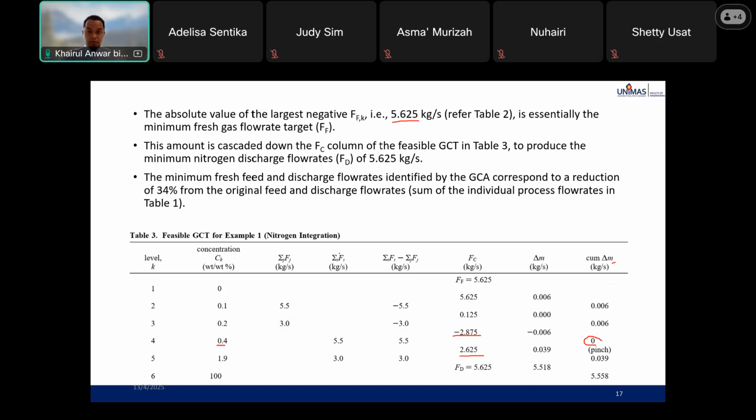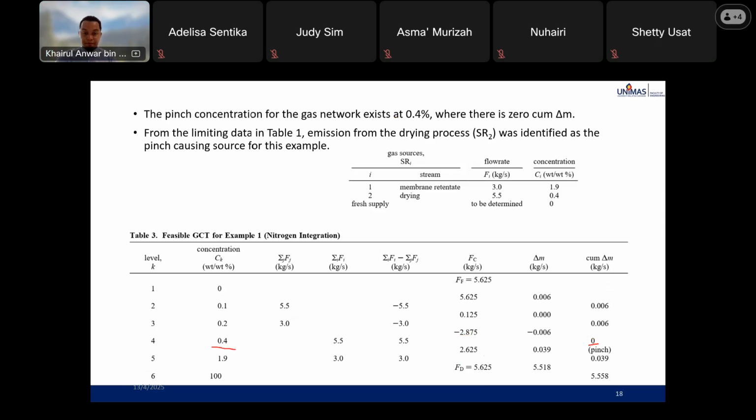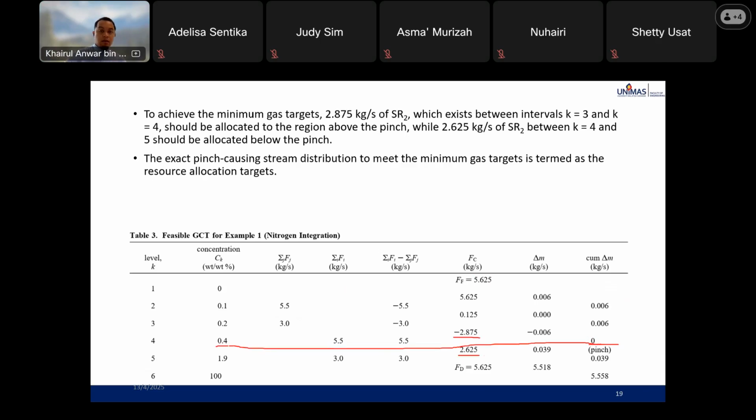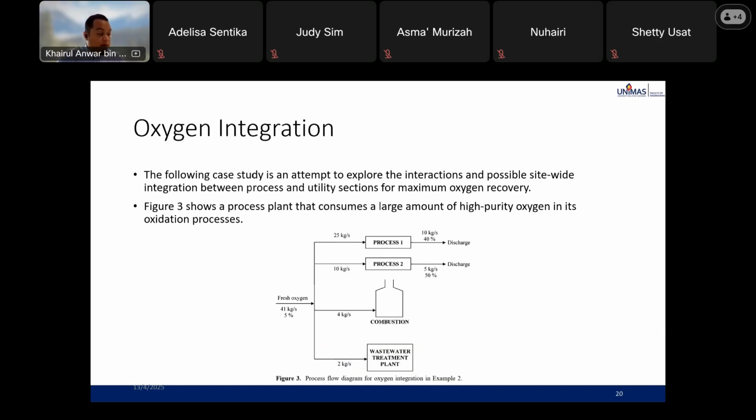So now we know the minimum fresh heat in the transfer. The minimum fresh heat is 5.625. Minimum discharge is 5.625. For example, this similar paper is on oxygen integration.